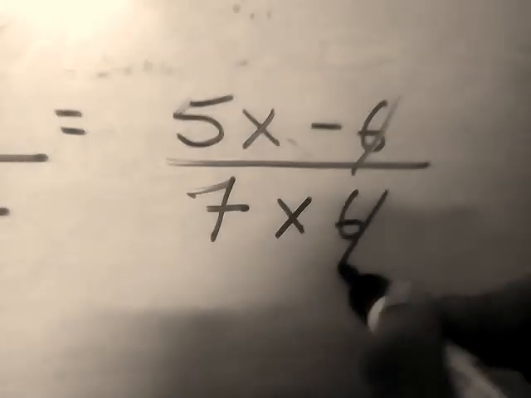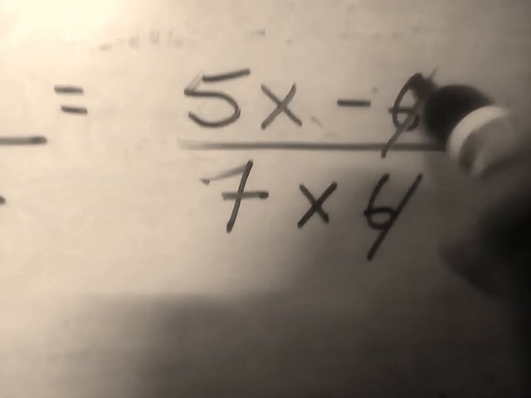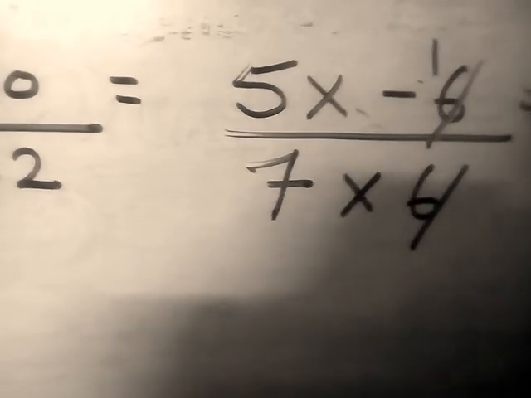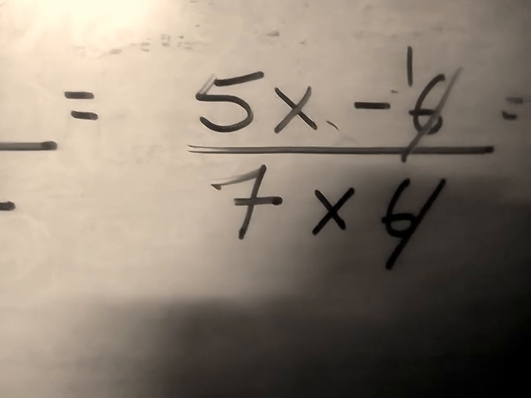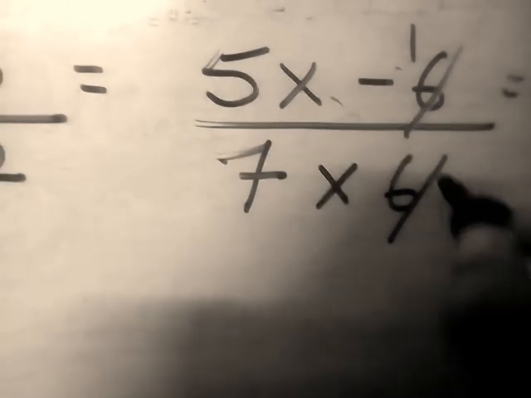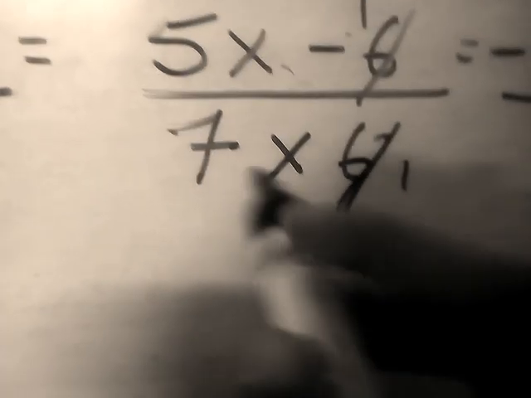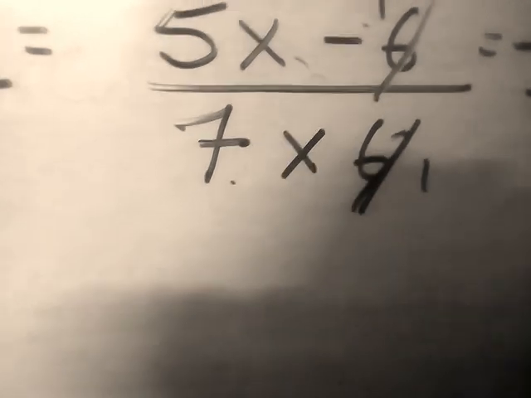6 and 6 get cancelled. So 5 into minus 1. Plus into minus is minus. 5 ones are 5. 7 ones are 7. That's it.